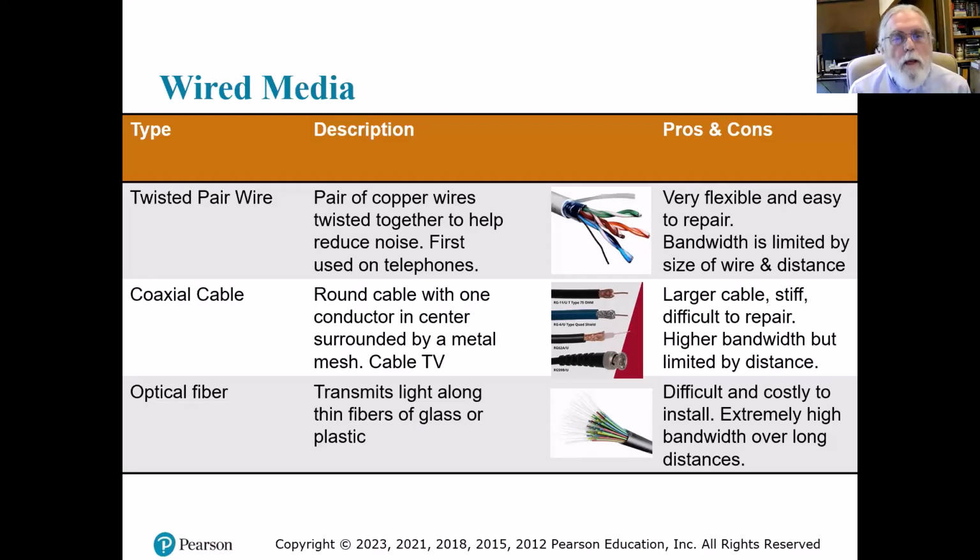Sounds great. Why isn't everything done in fiber optics then? And it's strictly a matter of cost. In order to transmit that light down the fiber optic cable, you have to convert the electrical signal, because computers, all our technology, work on electrons, electricity.